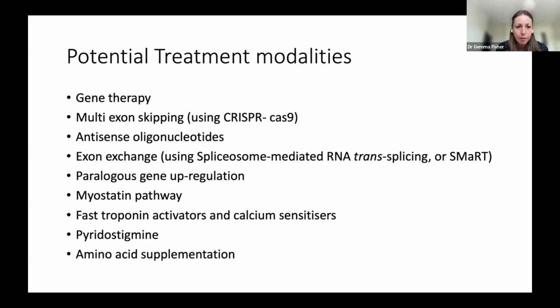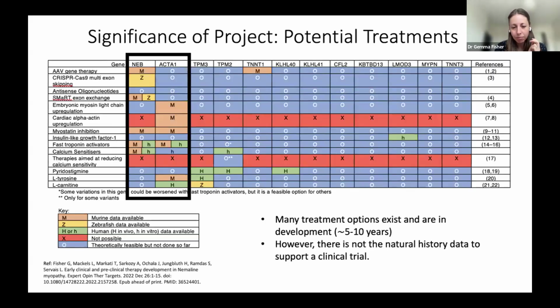The myostatin pathway is involved in regulation of muscle growth. And then there are fast troponin activators and calcium sensitizers that act on how sensitive your muscle is to calcium and initiating the muscle contraction. Pyridostigmine is a drug that works on the muscle junction, and then there are dietary supplements that people have looked at. So that's, sorry, very scientific and genetic based, but a bit of a run through.